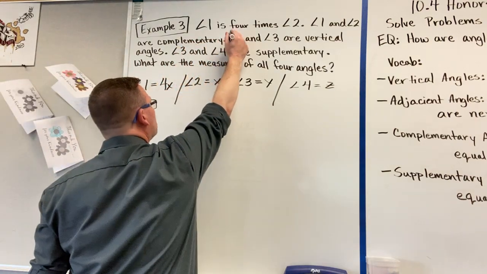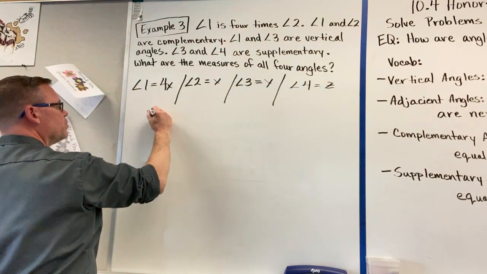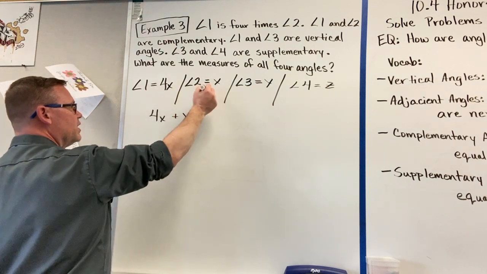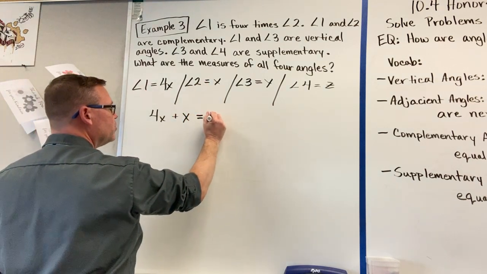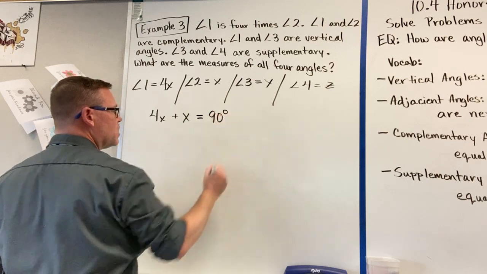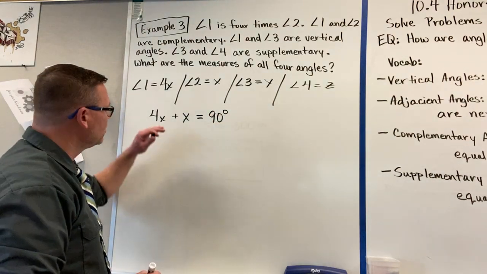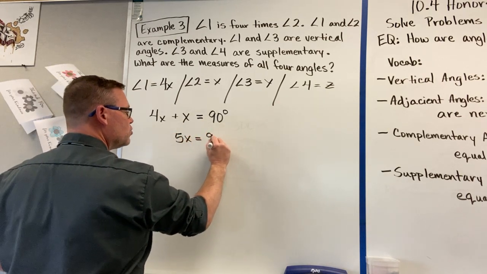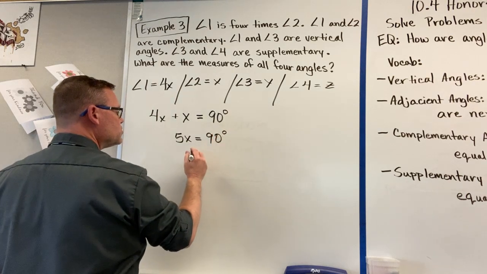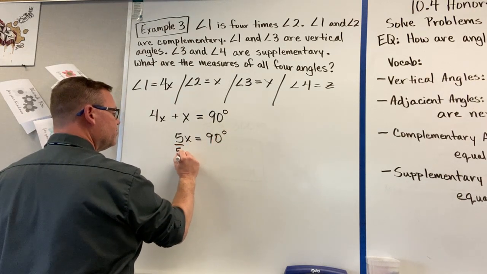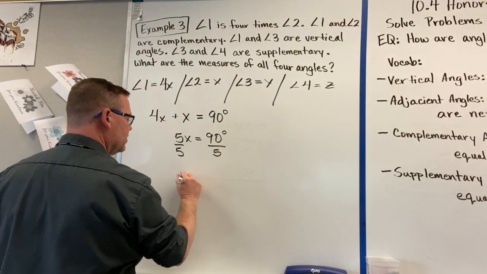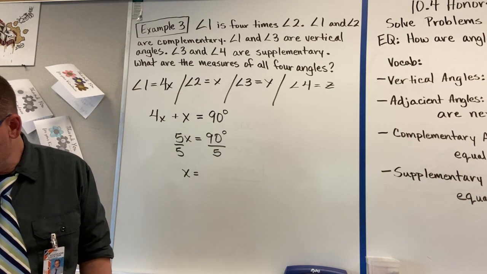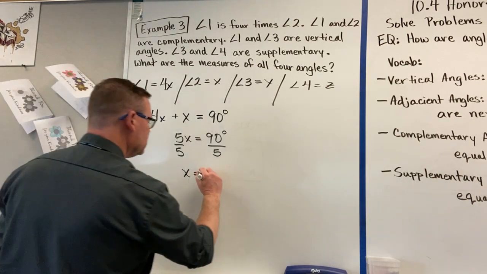So right now we're at this point. So angle 1 and angle 2 are complementary. In other words, we get 4x plus x, that's angle 1 and angle 2, equals 90 degrees. Because when something's complementary, it equals 90 degrees. 4x plus x is 5x. This would equal 90 degrees, okay? So that means we would divide by 5, and x would equal 18 degrees.